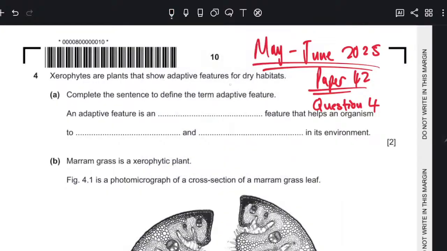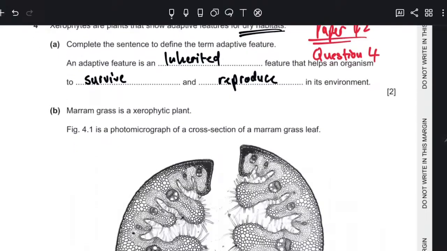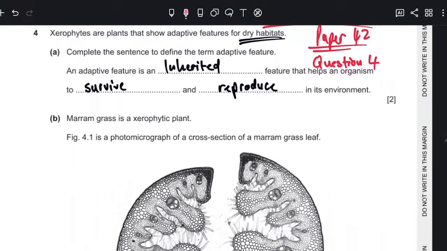Xerophytes are plants that show adaptive features for dry habitats. Complete the sentence to define the term adaptive feature. An adaptive feature is an inherited feature that helps an organism to survive and reproduce in its environment. That's important. An adaptive feature is an inherited feature that helps an organism to survive and reproduce in its environment.